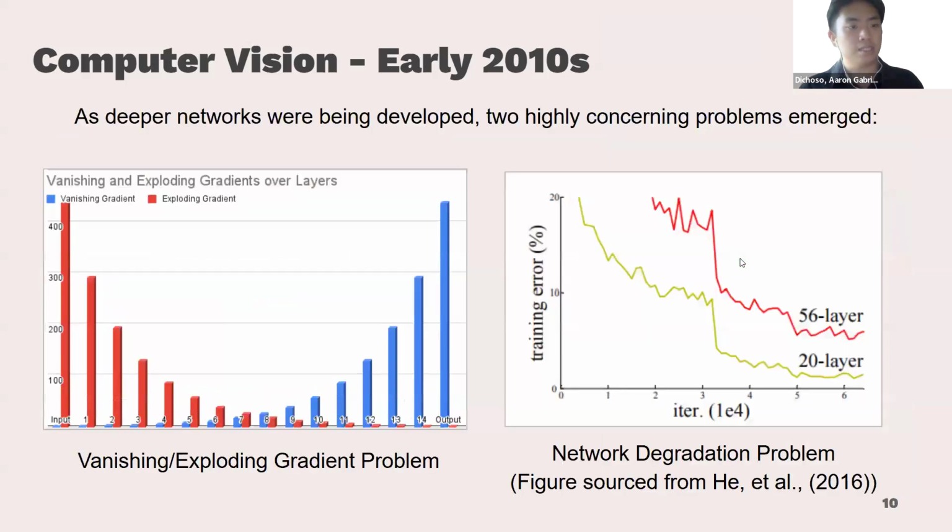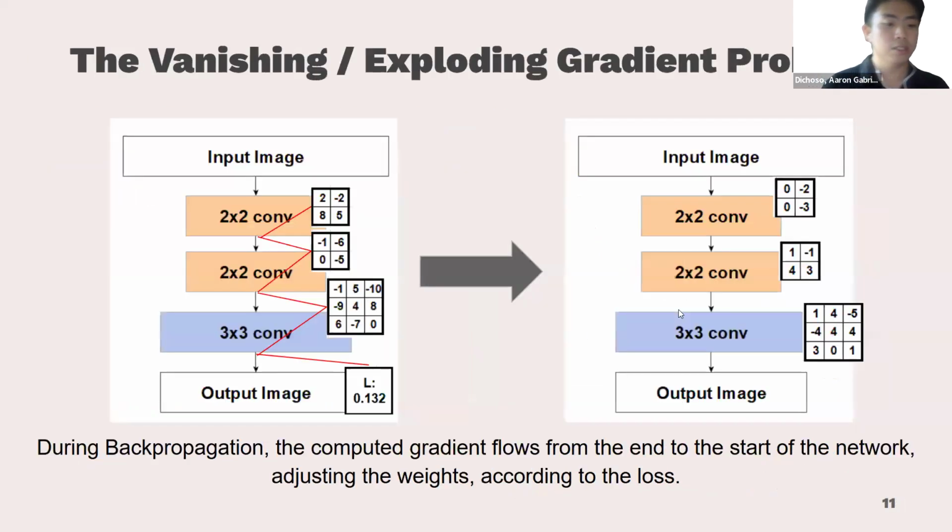However, as researchers started creating deeper and deeper neural networks, two highly concerning problems emerged. So first here is the vanishing or exploding gradient problem, where as you go deeper in a layer, the gradients either go exponentially high or exponentially low and affect the weights of the initial layer very negatively, or here the network degradation problem. So let's start first with the gradients problem.